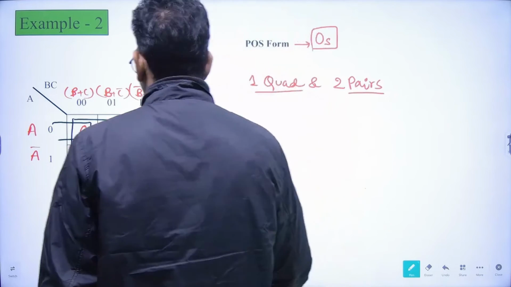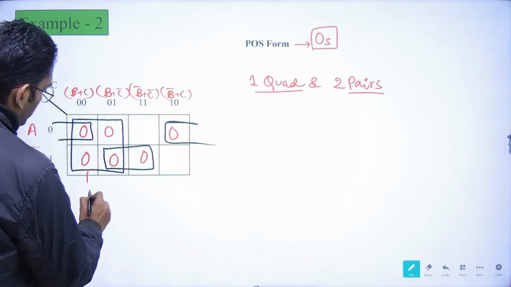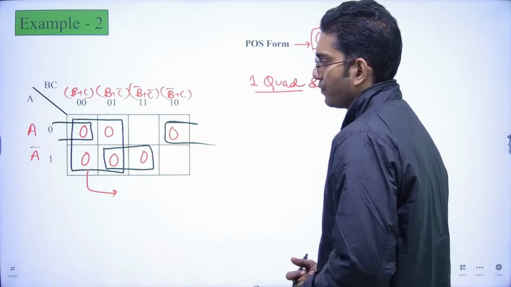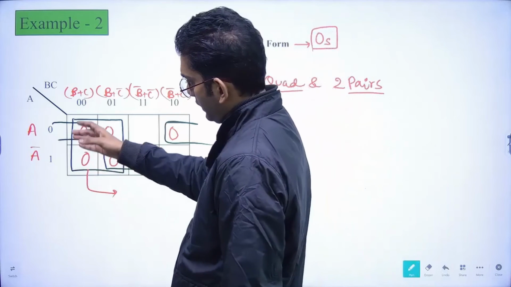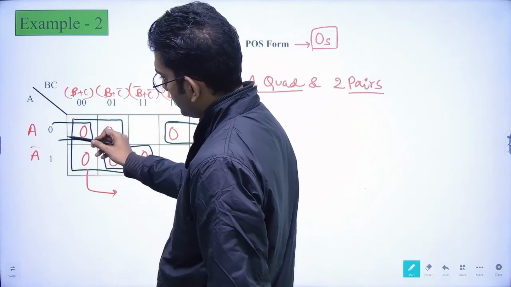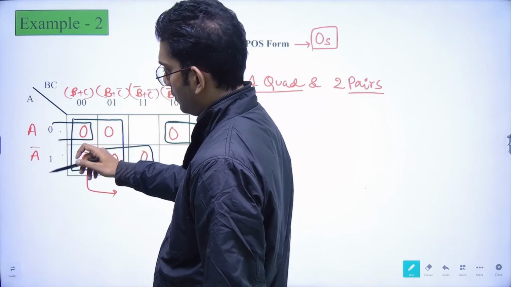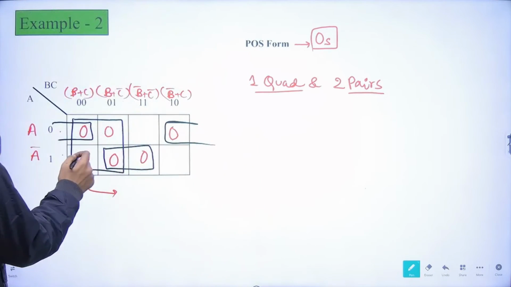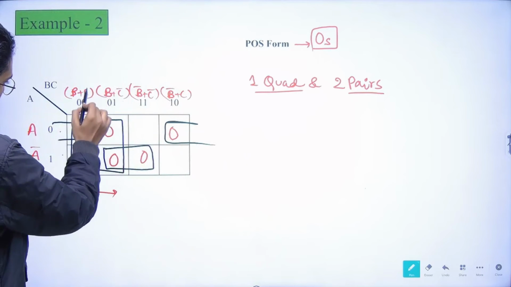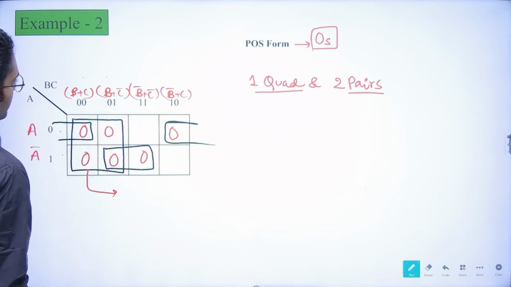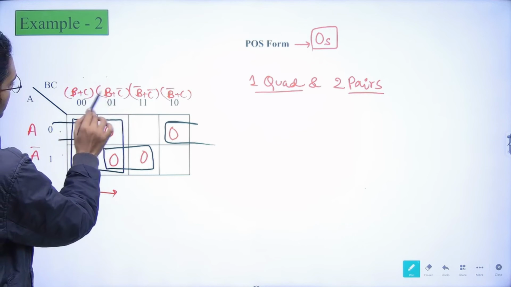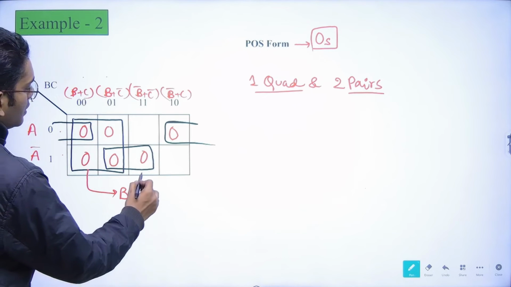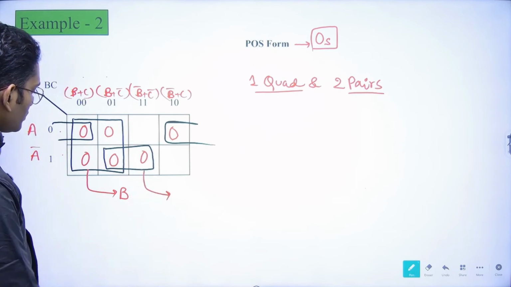First we will write for this quad. What value will we get for this quad? If we consider that this quad is made by this row and this row, in the rows both the values are changing. Next we move to the columns: it includes this column and this column. B is constant, C is changing. B is constant, so this would be here. Now next, coming to the pairs.